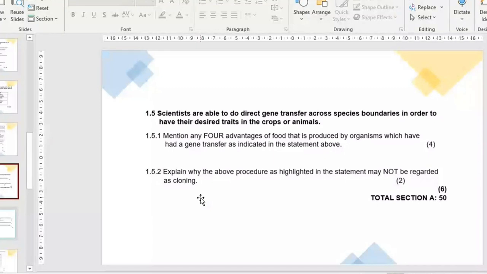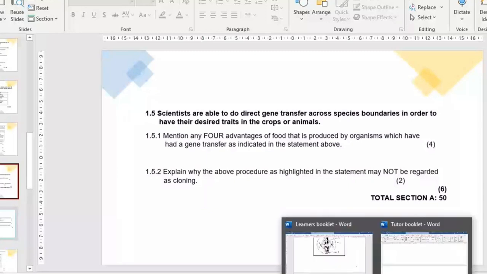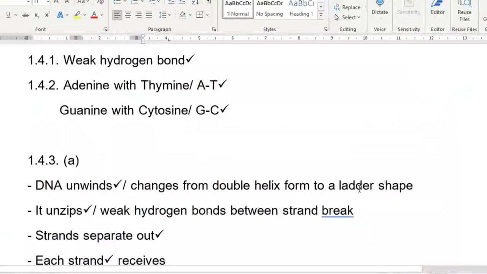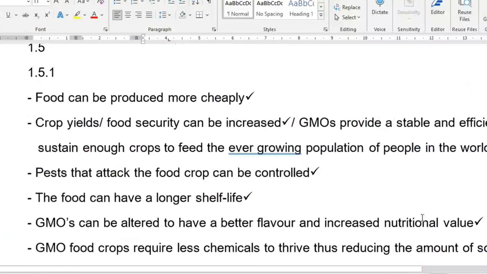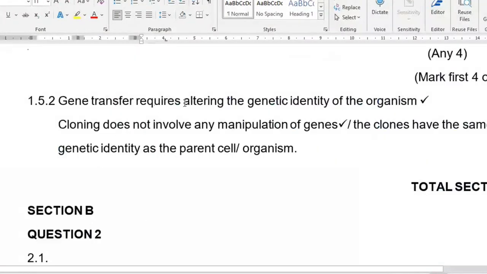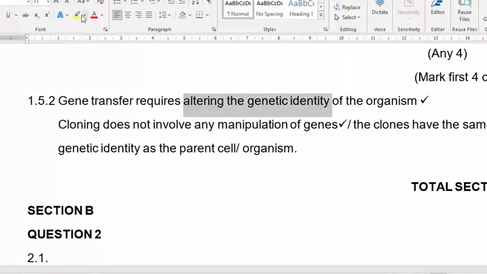Gene transfer means that the DNA is not identical to the parent or to the origin of where the DNA came from, whereas cloning means it is exactly identical. It is basically the same thing. And I'm just going to show that to you guys over here in the words that it was put here. That is that the gene transfer requires altering your genetic identity, meaning that you change the DNA of the organism, you altered.